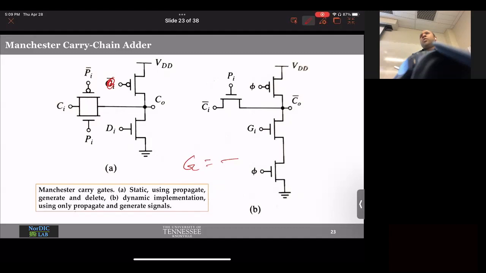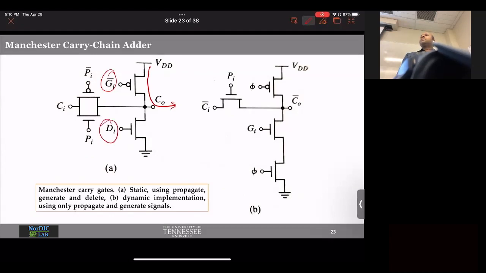The problem is the PMOS. The PMOS doesn't like high input, right? It will not turn on with high input. How can you turn on the PMOS with a high input? Take bar. You are calling this generate. G is 1 means generate, but that will not turn on the PMOS. So you have to invert. Essentially, you are just instructing the PMOS to activate itself and charge up this output.